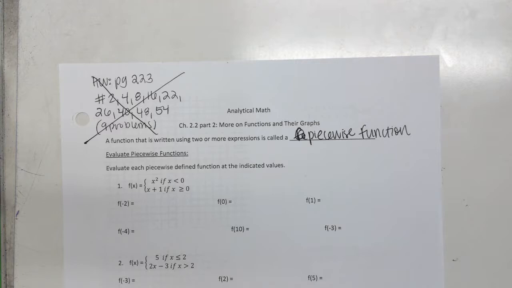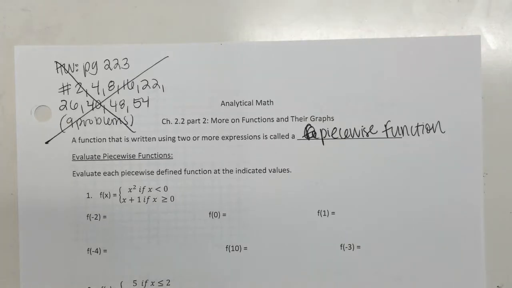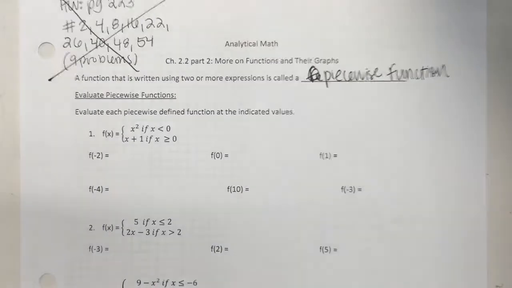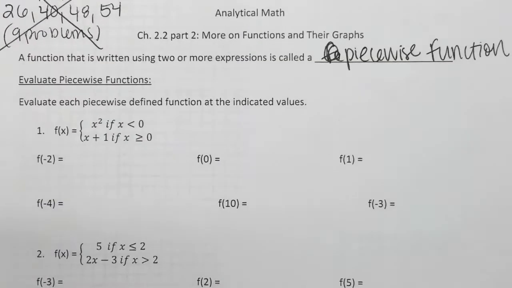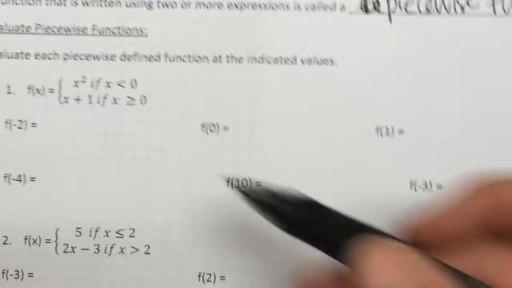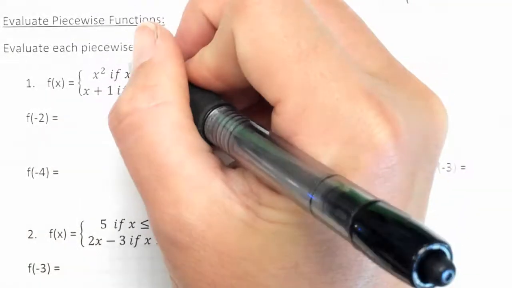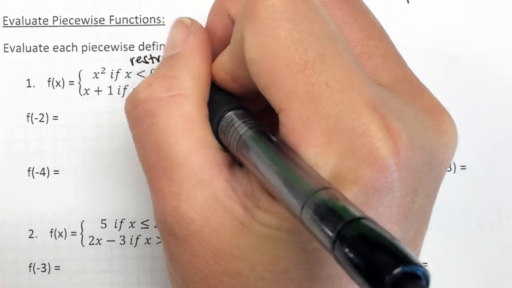I'll move some of this stuff. Alright. The first thing we're going to be doing is not graphing piecewise functions yet. I just want to start with evaluating them. And we've worked with evaluating functions before. Here's the function that we're going to be working with. These are what I like to call restrictions. Write restrictions up top.